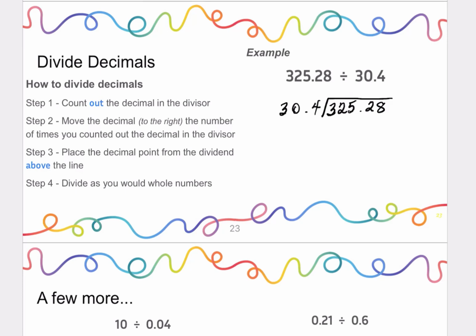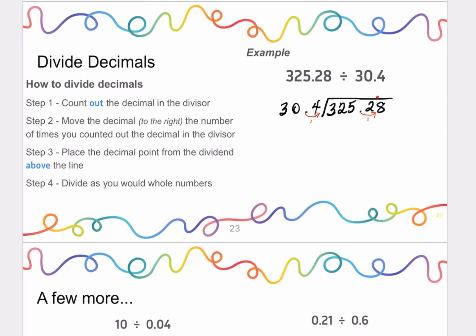Now, step number 1 is to move the decimal out of the divisor. And we know that this here is our divisor, so we move that decimal 1 space. Because we're only moving the decimal 1 space for the divisor, that means when we go into the dividend, we move that decimal 1 space as well, and we pop it straight up. So whatever our answer is, right before that last digit is where we're going to hold that decimal.